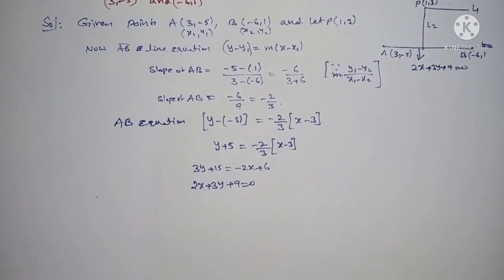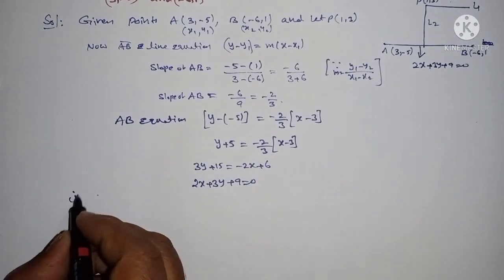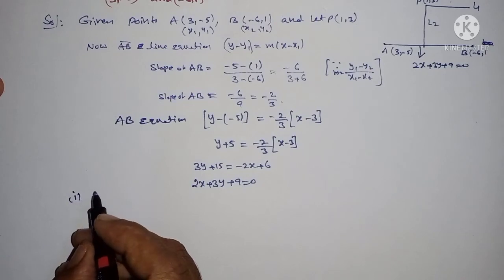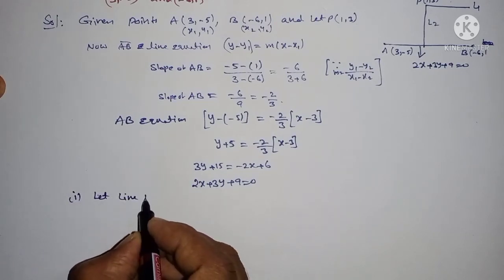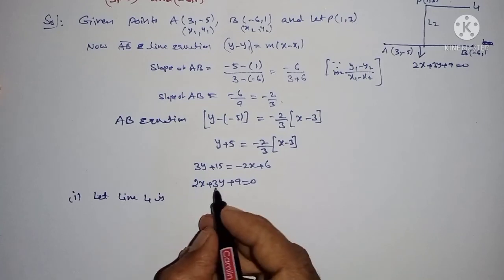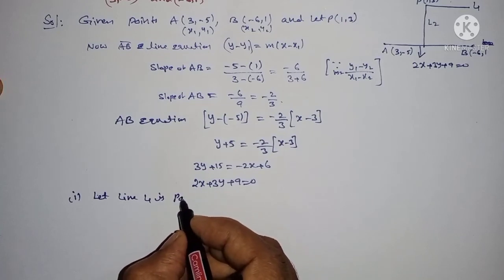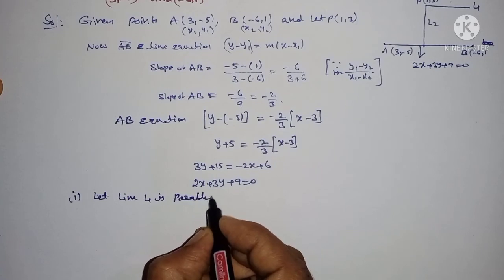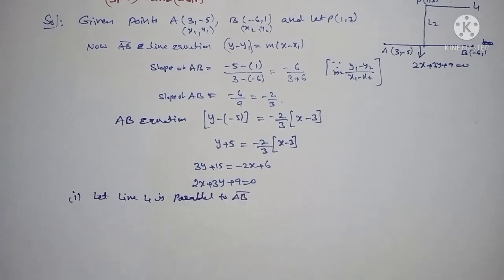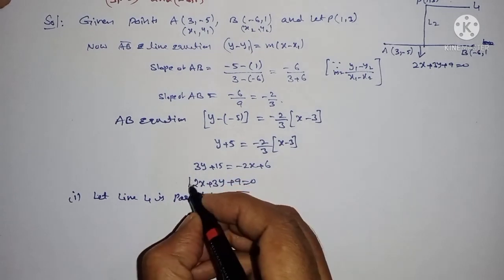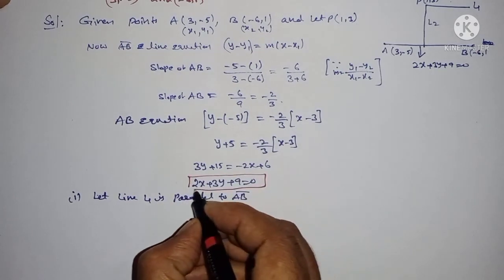Okay, again, the first one I am asking here: let line L1 be parallel to AB. You have your AB equation. You can use this equation to find the remaining two equations.